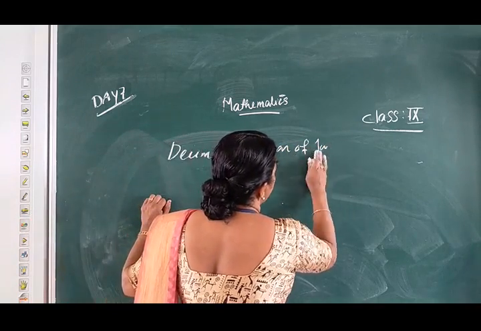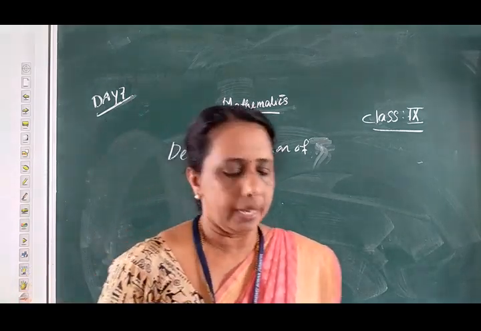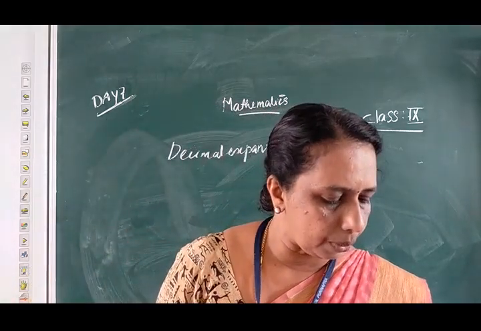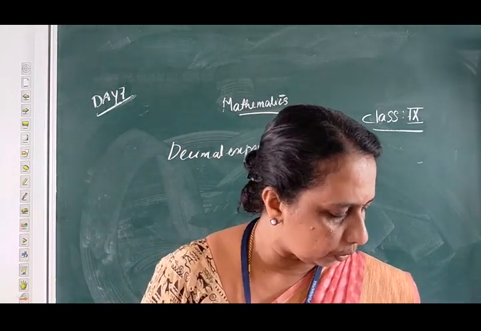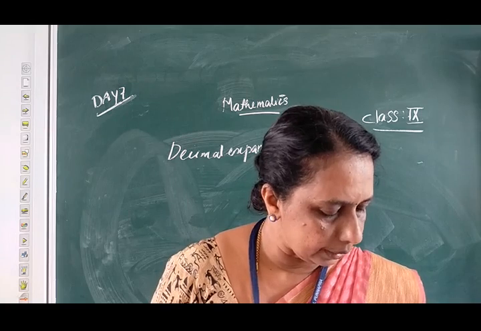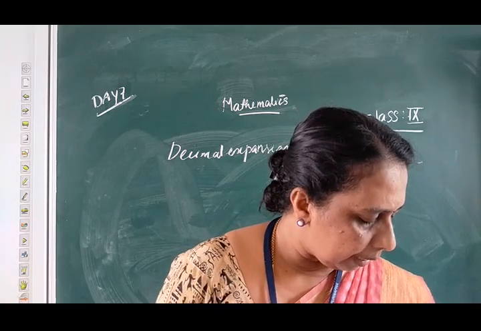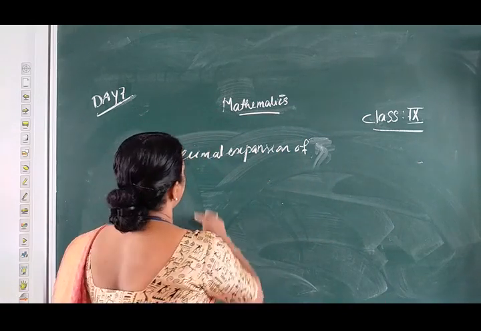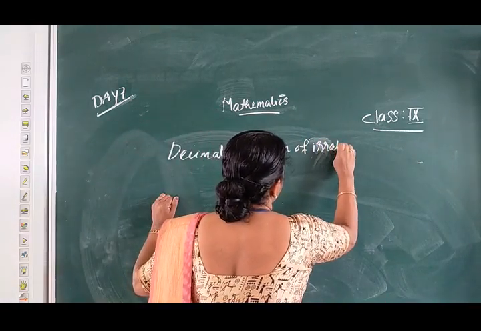Next we have to study the decimal expansion of irrational numbers. You already studied irrational numbers: a number which cannot be written in the form p by q, where p and q are integers and q is not equal to 0. We studied that in the previous class. So here we have to study the decimal expansion of an irrational number.